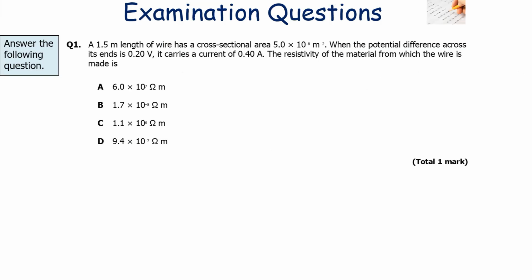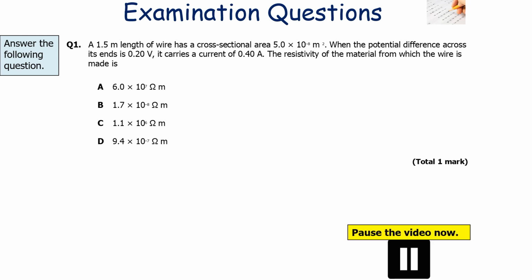So the first question is, a 1.5 meter length of wire has a cross-sectional area of 5 times 10 to the minus 8 meters squared. When the potential difference across its ends is 0.20 volts, it carries a current of 0.40 amps. The resistivity of the material from which the wire is made is which answer? So pause the video now, then unpause the video when you want to go through your answer.